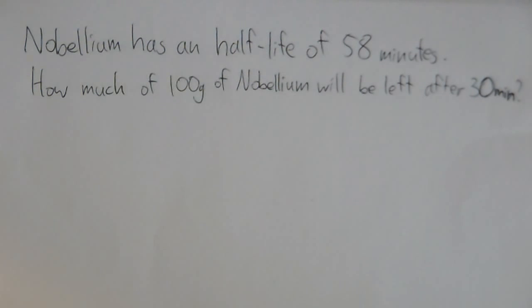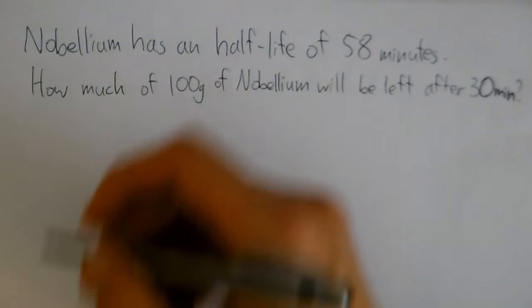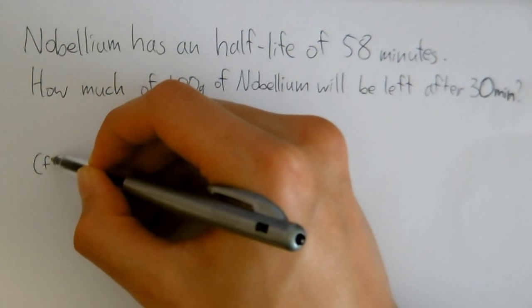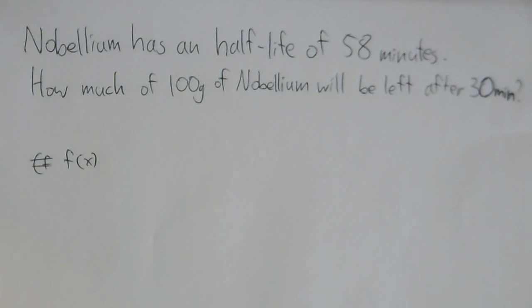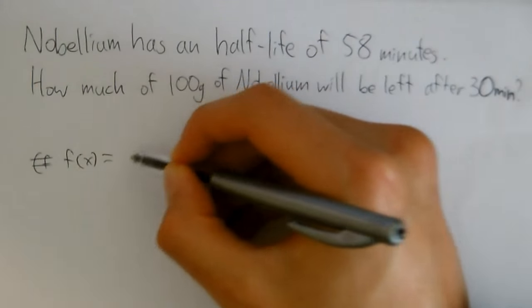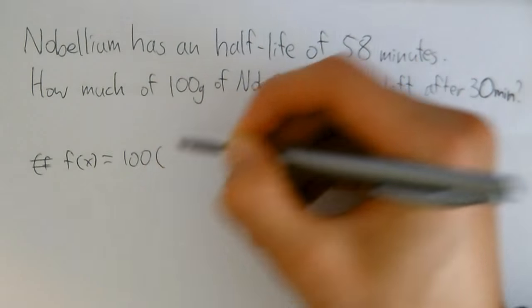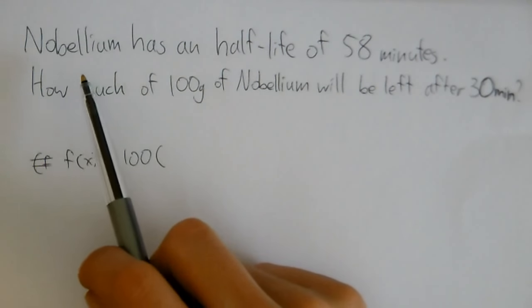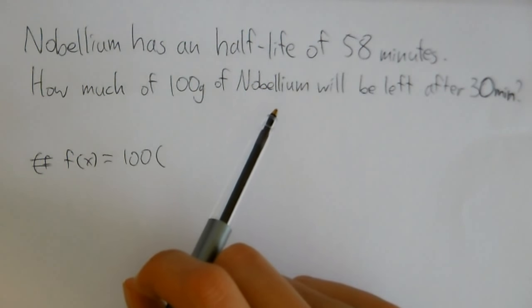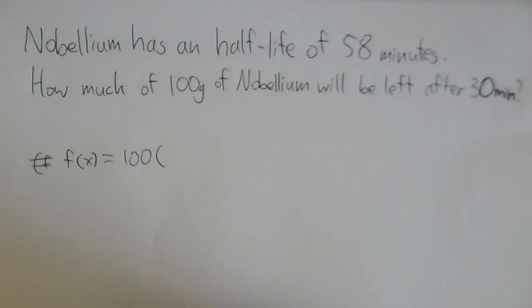Nobelium has a half-life of 58 minutes. How much of 100 grams of nobelium will be left after 30 minutes? Now we need to find how much nobelium will be left after 30 minutes. So 100 grams times a rate, but we don't know the rate right now, so we need to find that out. We see that nobelium has a half-life of 58 minutes, which means half of a certain amount of nobelium will decay in 58 minutes.